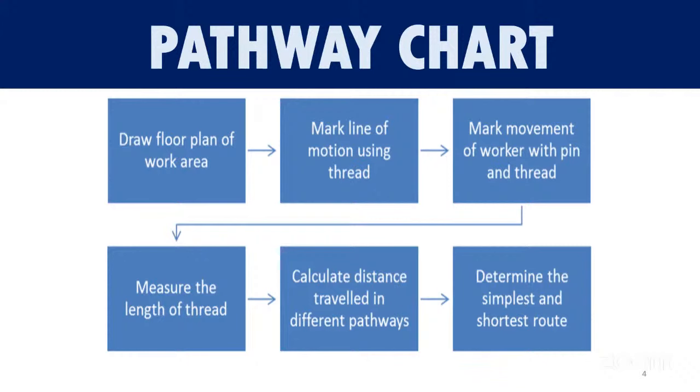Again, I'll tell you, make a story. Draw a floor plan. Obviously, this is the first thing we are going to do. Then we'll mark the line of motion using the thread. Then we will mark the movement of worker with the thread, like from the place where he's going and coming, we'll mark that movement. Then we'll measure the length. This much distance he has covered. Then we'll calculate all the distance. After that, we'll simply determine the simplest and shortest route to complete the task.